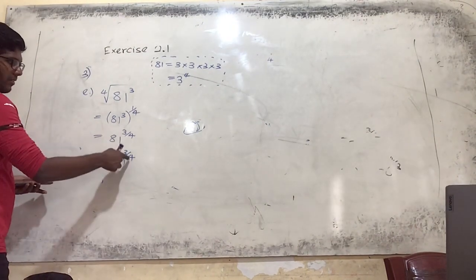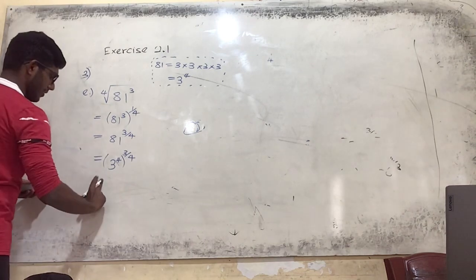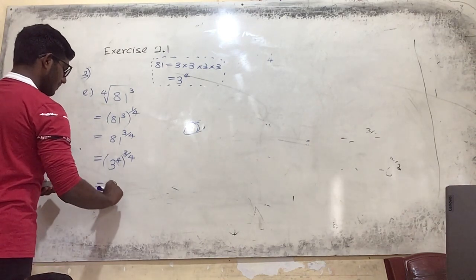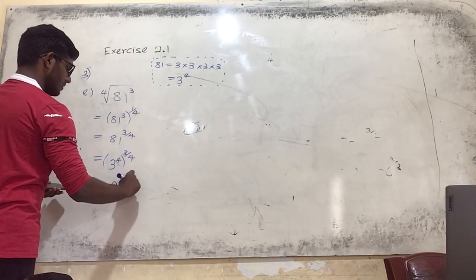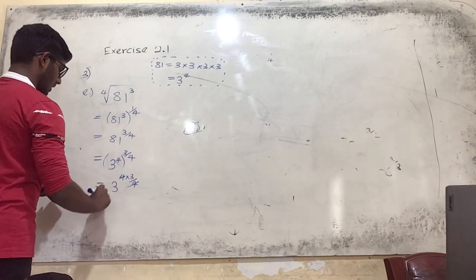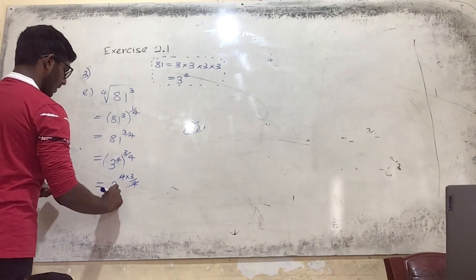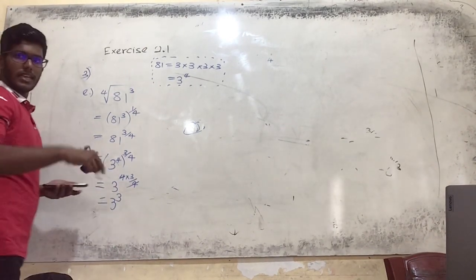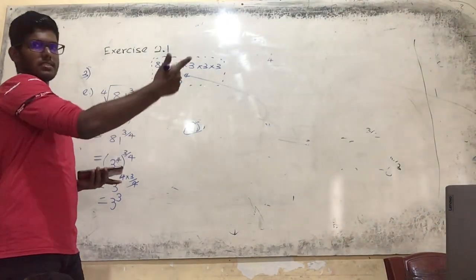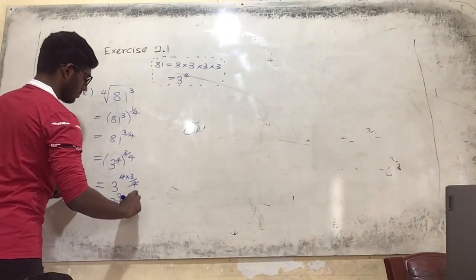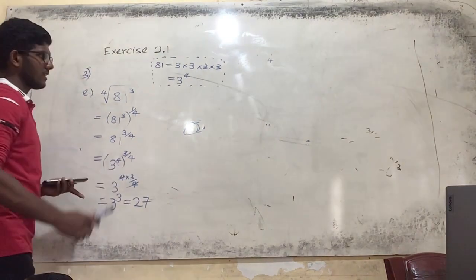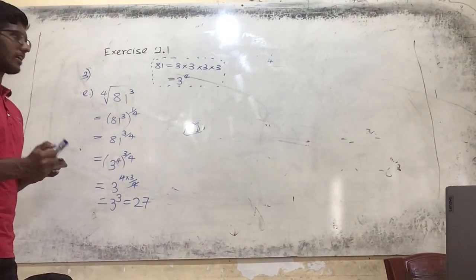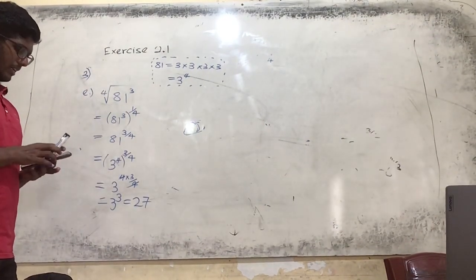So this power I wrote that is 81 power 3. Next step, multiplication. And you have 3 to the power 3. 3 times 3, 9. 9 times 3 is 27. 3 to the power 3 is 27. Right? I hope it is clear.